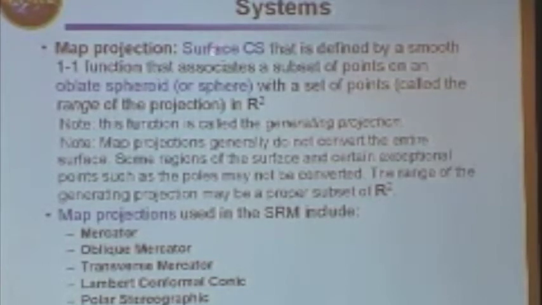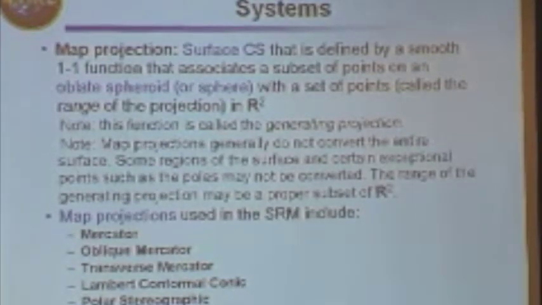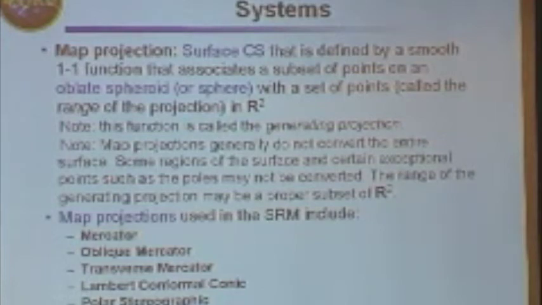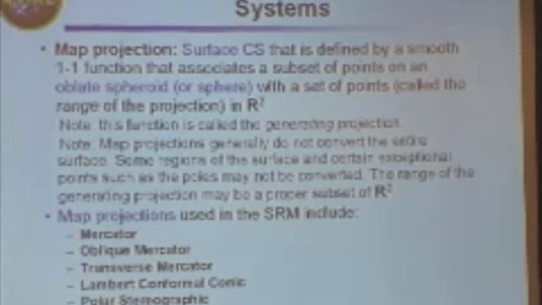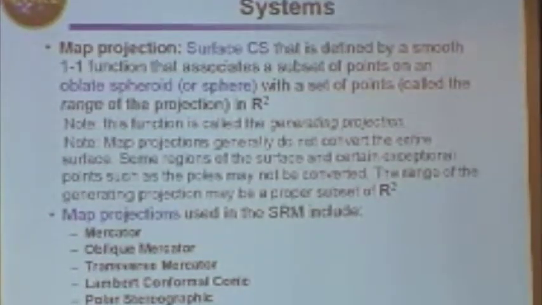The function that takes tuples of numbers to places on the plane is called the generating function. Map projections generally do not convert the entire surface. Some regions of the surface and certain exceptional points, such as poles, may not be converted, and the range of the generating projection may be a proper subset of R2. That's because, as we'll see in some examples, the way the projections are made, you can't get everything on the spheroid. But even if you could, sometimes you restrict the domain for distortion reasons, and we'll talk about that a little later on.